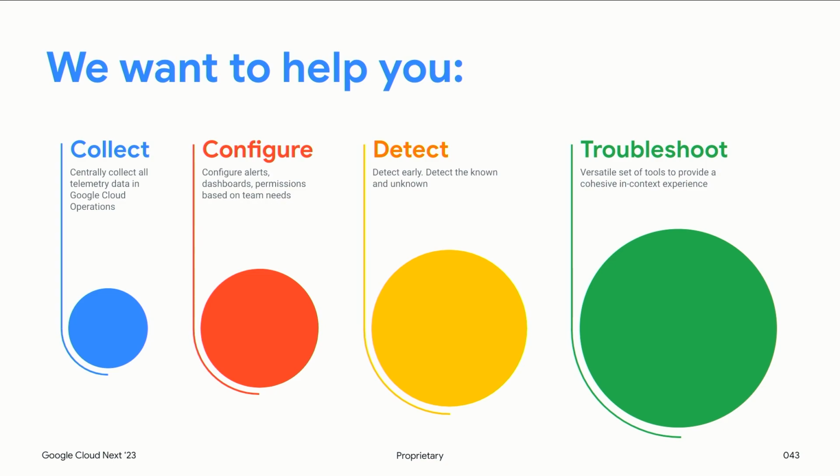Number three, detect. So when we are thinking about detecting, of course you can configure certain things, but life always throws up random new things, right? You cannot always predict things that are going to happen. So we think about, okay, if you can detect the knowns, what can we do to help you detect the unknowns? Then lastly, troubleshoot and make it easier for you to get to the root cause.